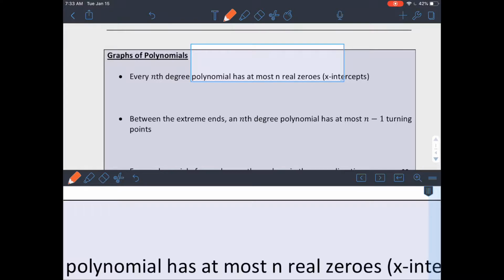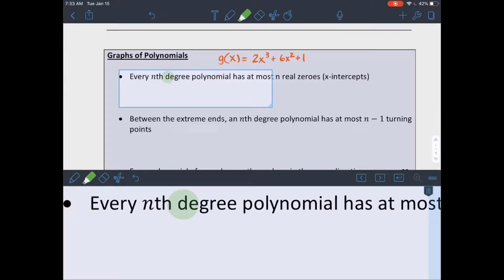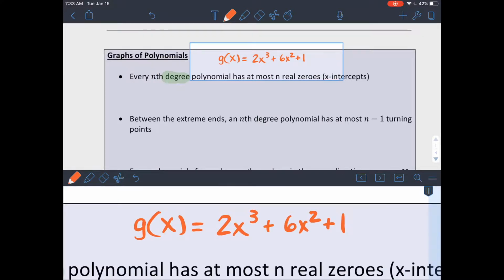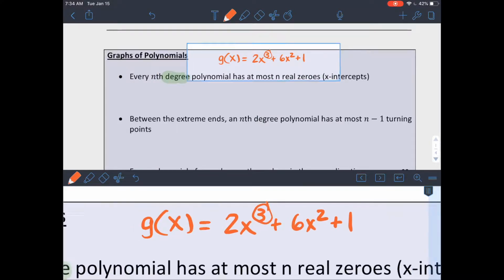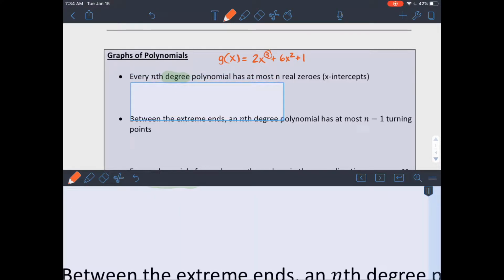So some things that we talked about in Algebra 2, graphs of polynomials. It's easier to talk about if you have one to look at as we go along here. So let's say we're looking at 2x to the third plus 6x squared plus 1 as our polynomial. So the degree of your polynomial corresponds to how many zeros it has. So if that's a degree 3 polynomial, it's going to have 3 zeros.